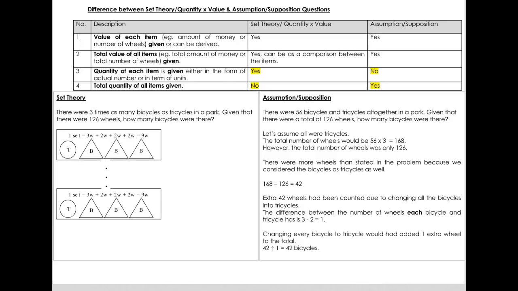Students need to know the difference between set theory, which is also known as quantity times value kind of questions, from those of assumption or supposition questions. So what's the difference between these two types of questions?